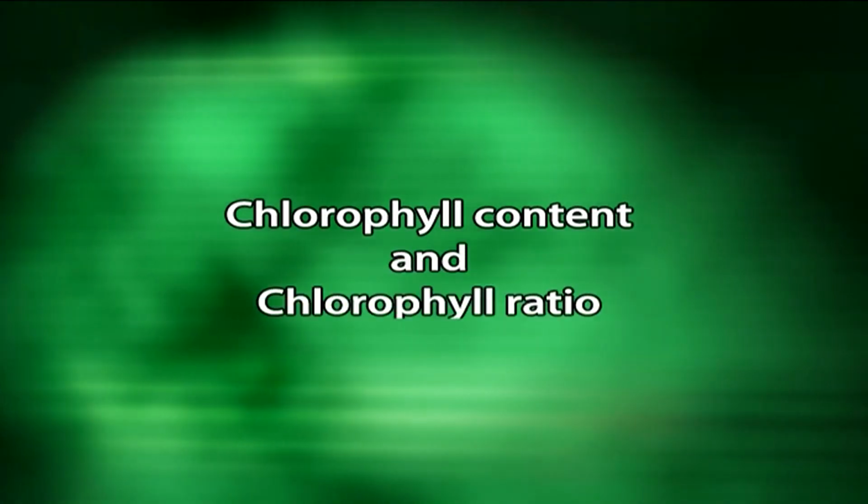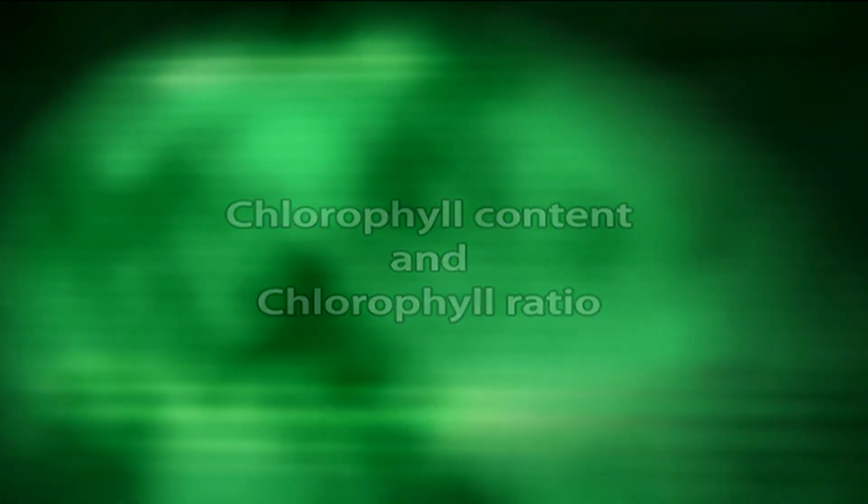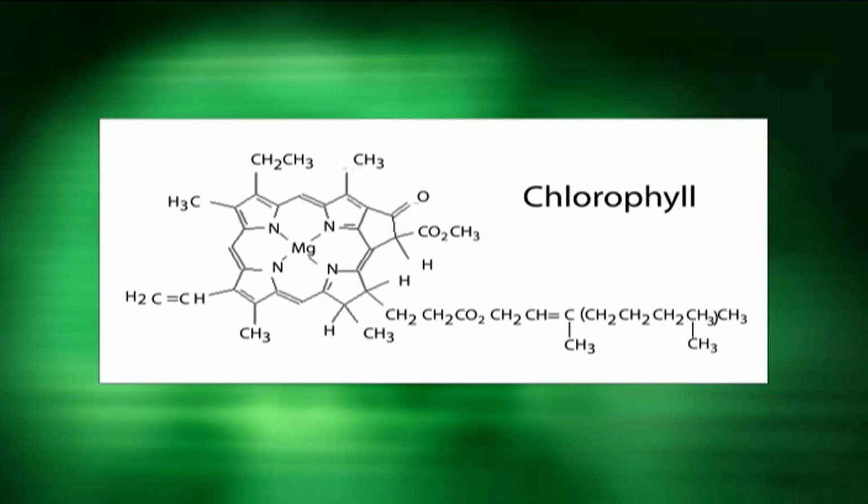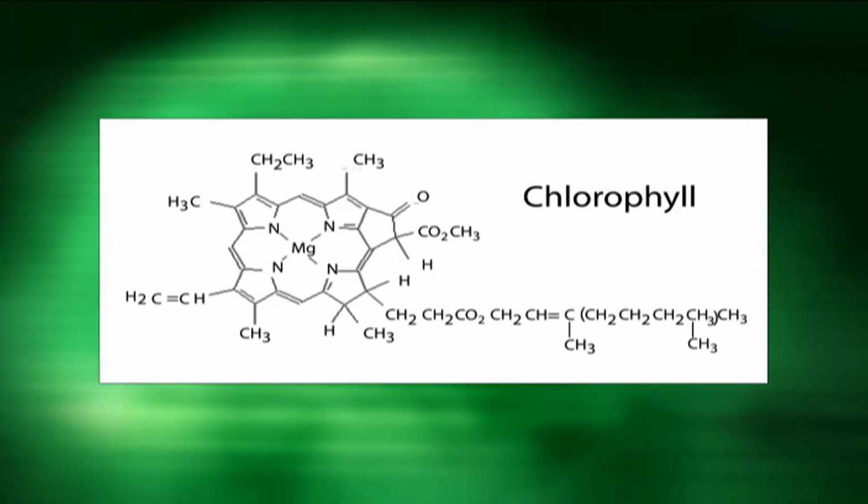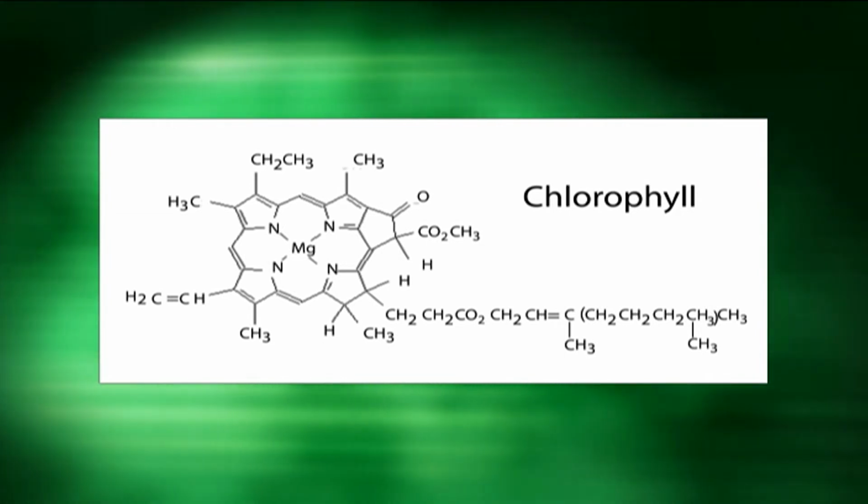The first physiological adaptation shown by plants to different light regimes is the chlorophyll content and chlorophyll ratio. The plants growing in low irradiance or low light intensity have a high content of chlorophyll in them as an adaptation to maximize absorption of whatever light is available.